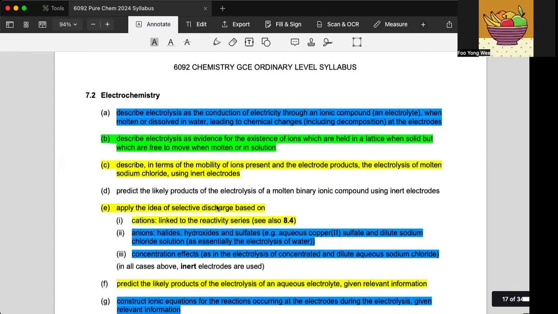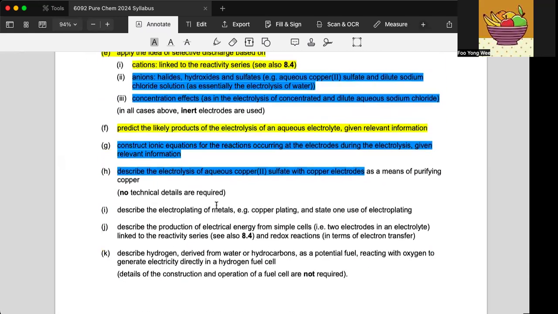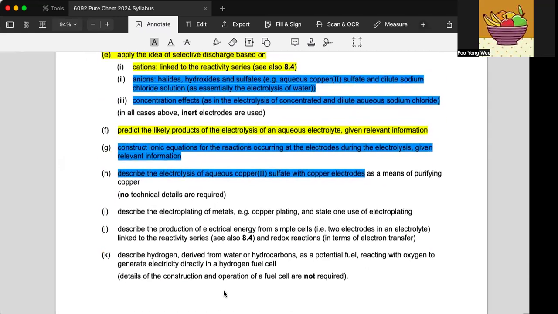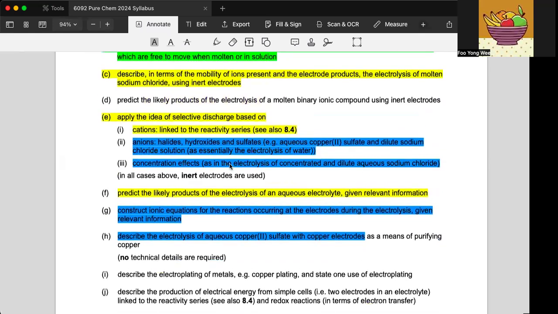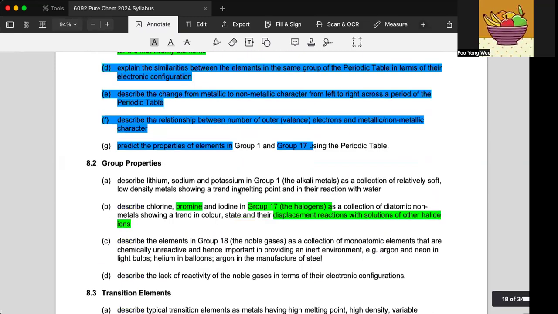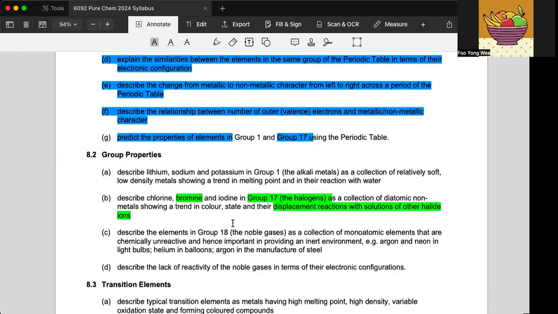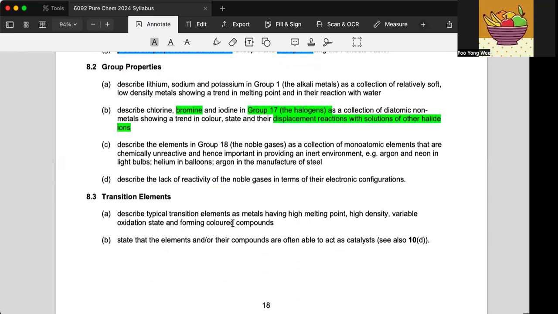Electrochemistry is very important. You see, every time it will come out, so everything you must know very well. Do pay attention to the hydrogen cell and the rest as well. Actually, in fact, it's everything. Then the periodic table, those in blue and those not highlighted.